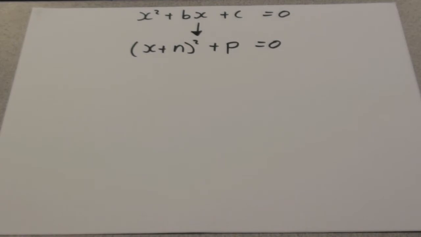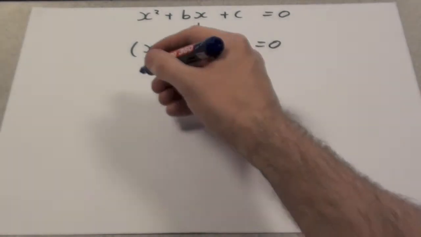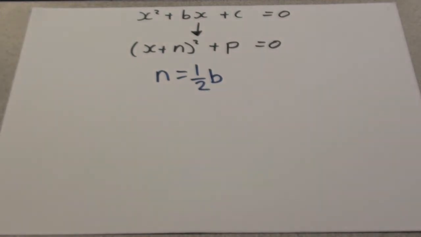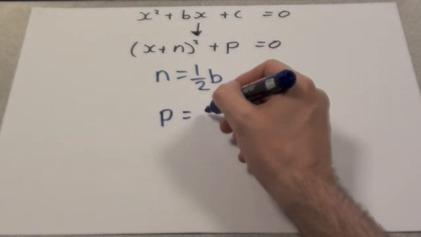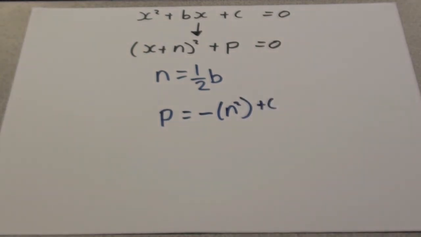First of all, we're going to define some terms. Now, on here, b and c are whole numbers, and n is going to be defined as half of b. p is going to be the negative of n squared plus whatever c is.